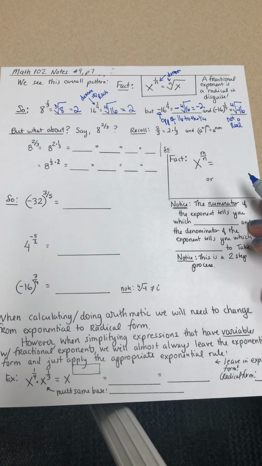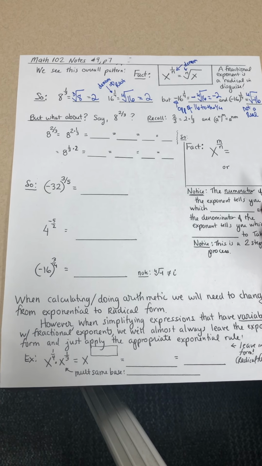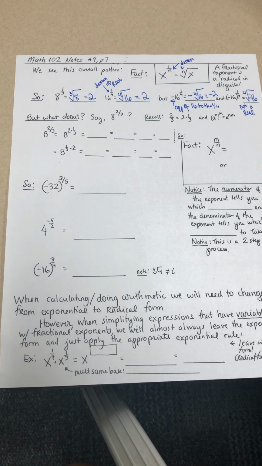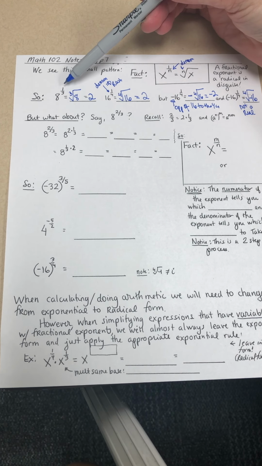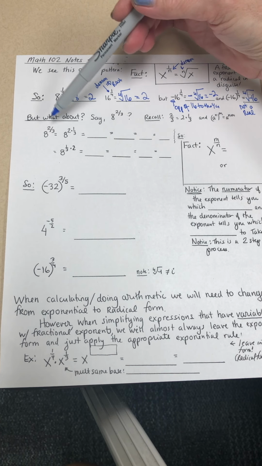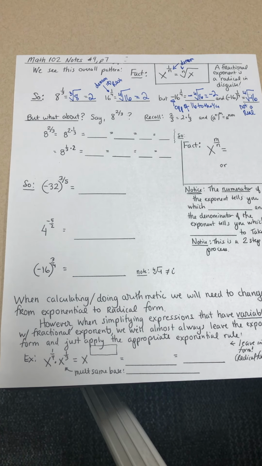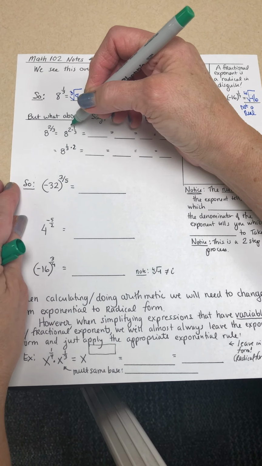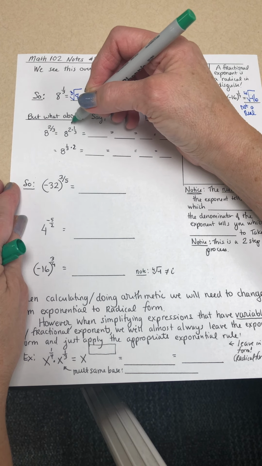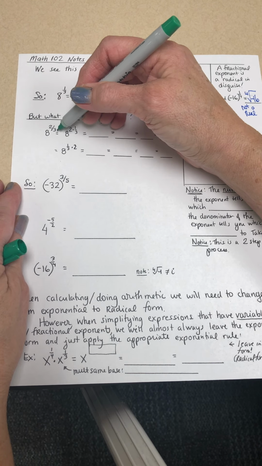So now, so far we've only looked at exponents where the numerator for the fraction was 1. What about something like 8 to the 2/3? How could we figure out what that means? Well, what you want to realize is that 8 to the 2/3 you can also write as 8 to the 2 times 1/3, because 2 times 1/3 is indeed 2/3.